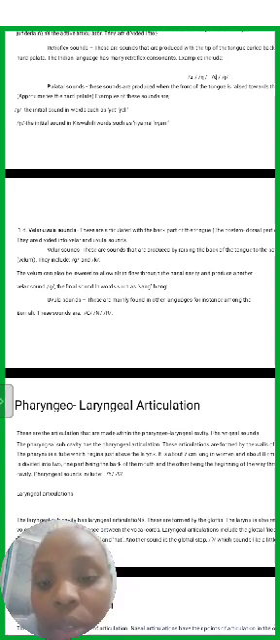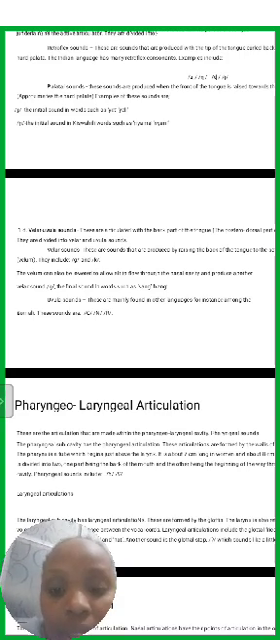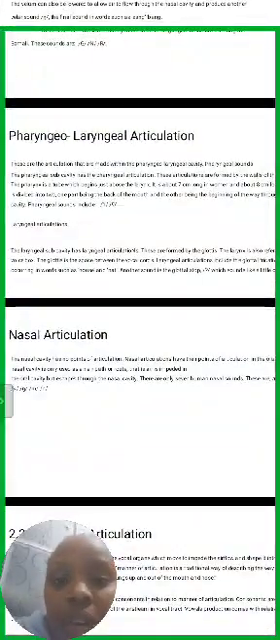So we also have the uvular sounds. They are mainly found in other languages, for instance among the Somali. Yes, so that's it. Then we have the pharyngeal laryngeal articulation.